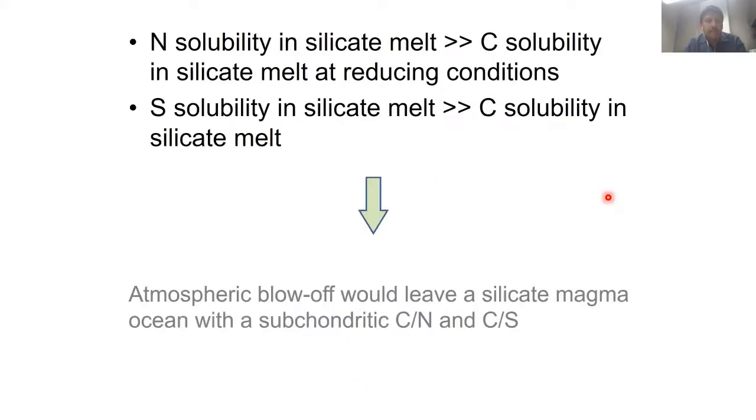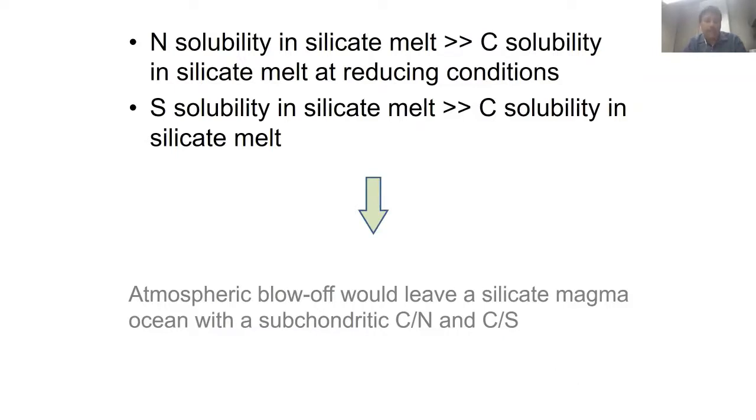So what that means is nitrogen solubility in the silicate melt is much greater than carbon solubility at reducing conditions. Sulfur, I am not showing you here today, but you can take my word for it. The sulfur solubility in the silicate melt is similarly much higher than that of carbon at reducing conditions. So if atmospheric blow-off was one of the major contributors in setting the relative abundances of major volatiles in the bulk silicate earth, atmospheric blow-off would leave a silicate magma ocean that is subchondritic in carbon-nitrogen ratio and subchondritic in carbon-sulfur ratio. But that is not what we see. We see bulk silicate earth having a superchondritic carbon-nitrogen ratio and a chondritic carbon-sulfur ratio.